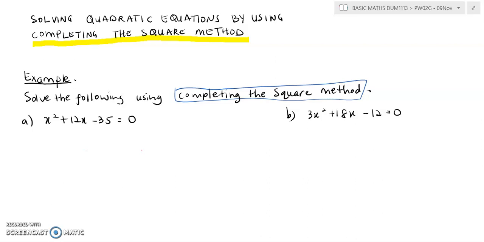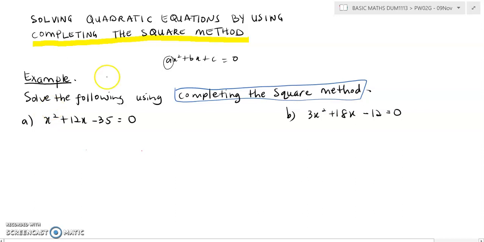So in this method, the first step is always to make sure that the coefficient of x squared is 1. We know that the general form of a quadratic equation is ax squared plus bx plus c equals 0. The coefficient of x squared in this general form is a. So in using the completing the square method, we must make sure that this a value is 1. As for the first example, the a value is already 1, so we can skip the first step.